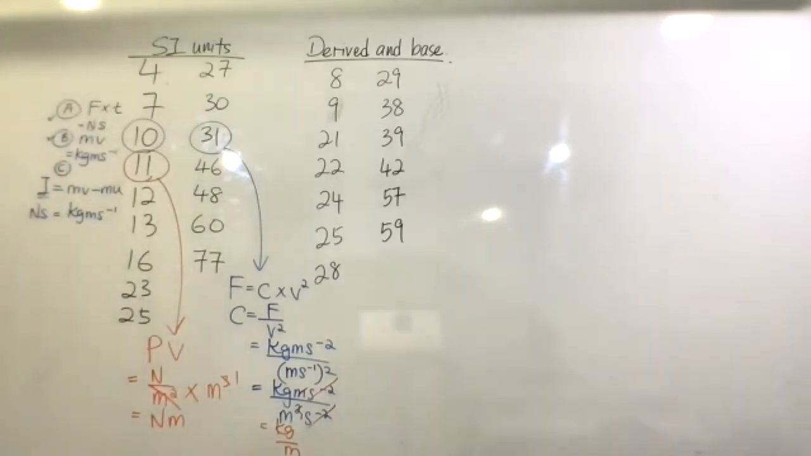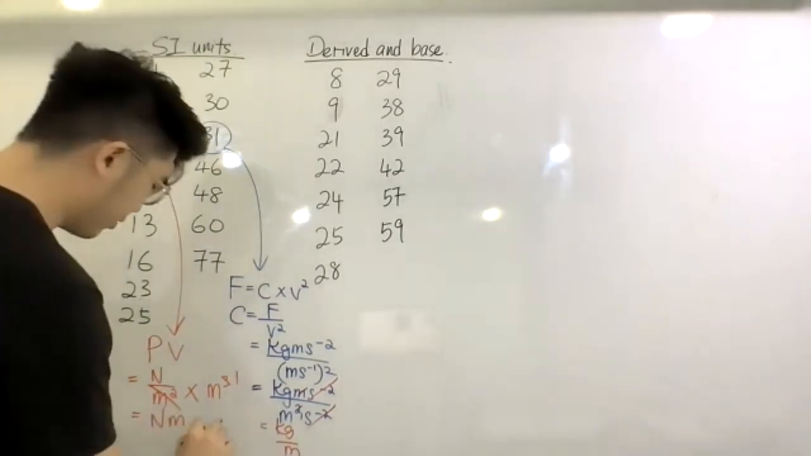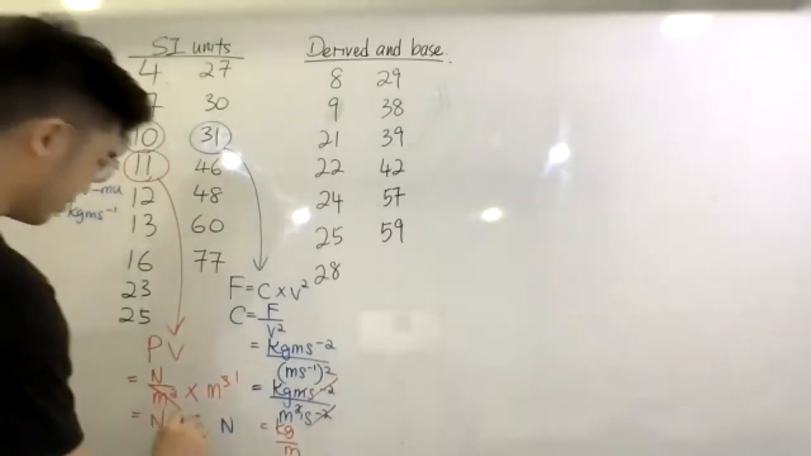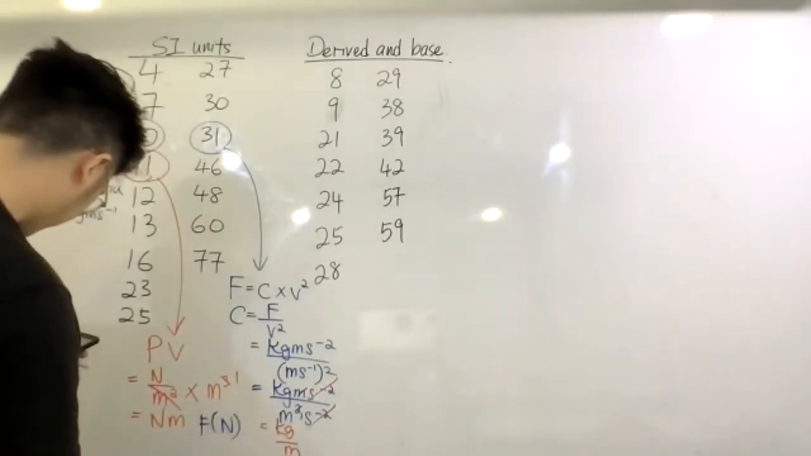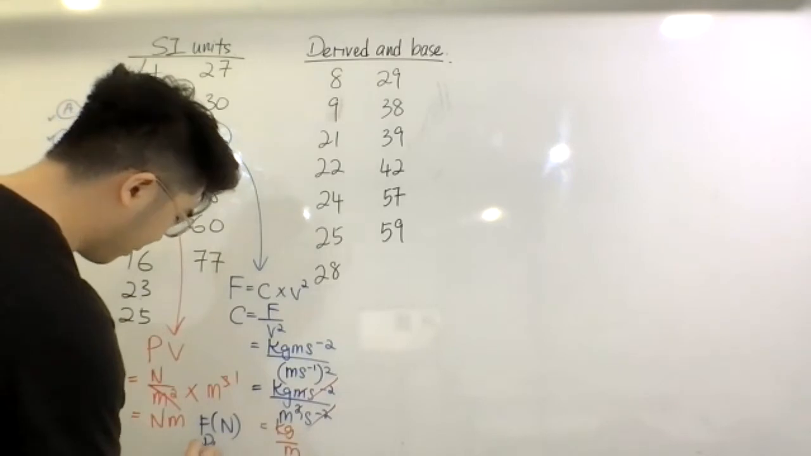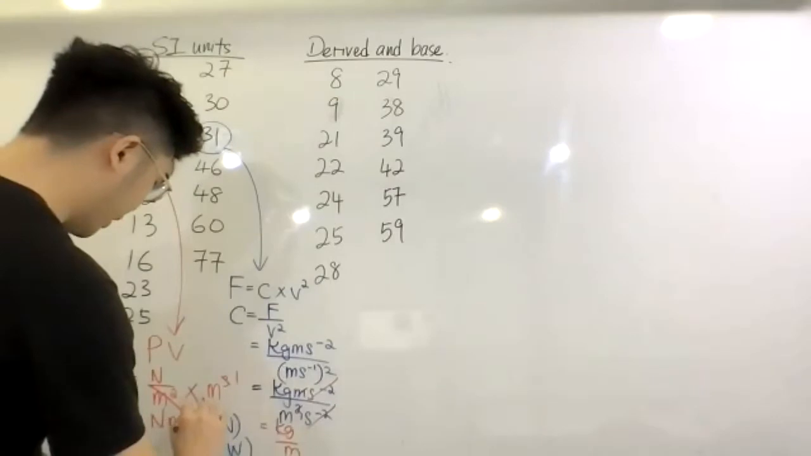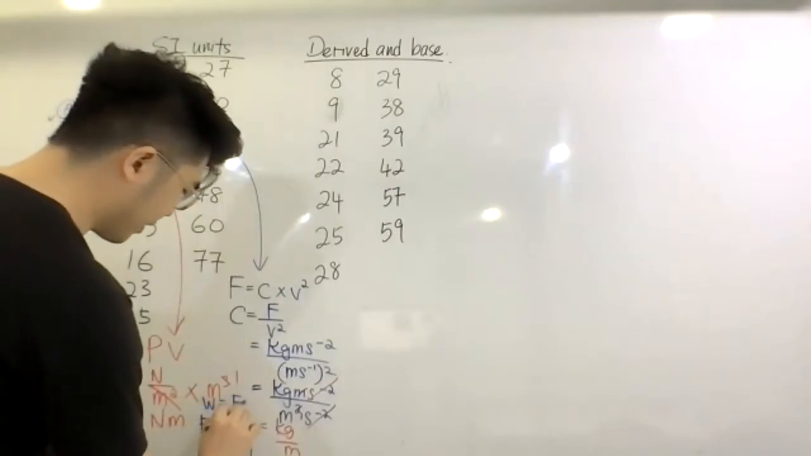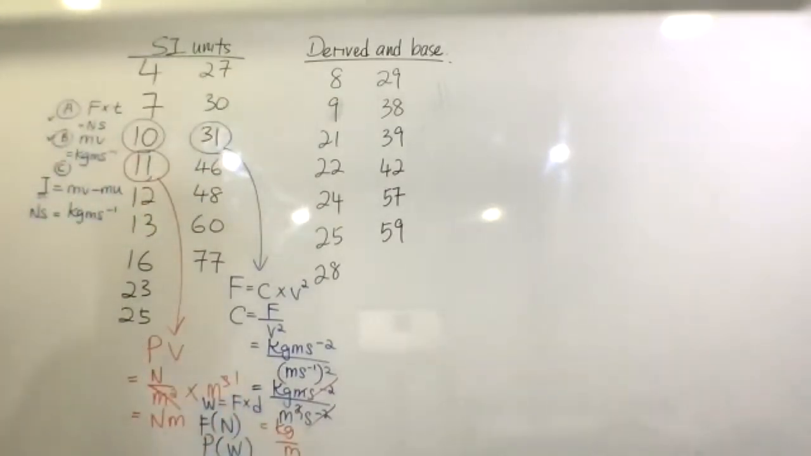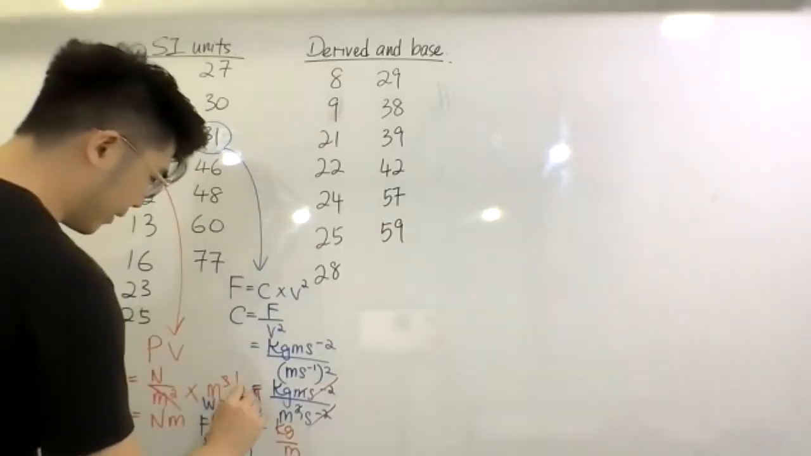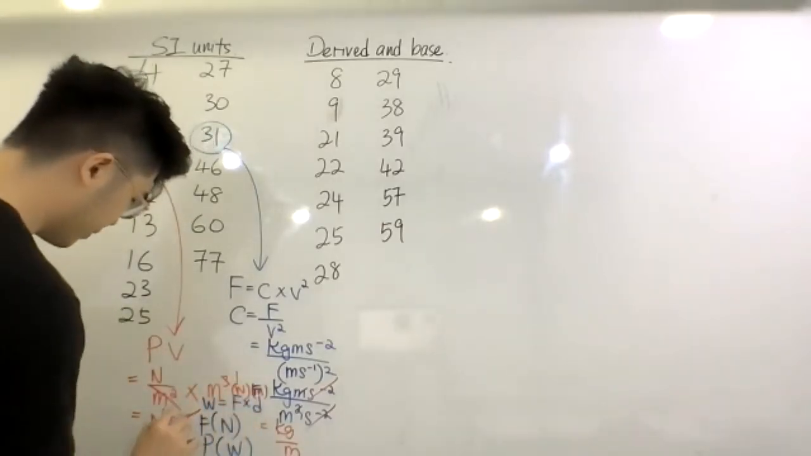Which one is similar to N m? Let's see force. Is force N m? Force is just N, right? That's force. What about power? Power is what? W. And if you look at work, work is force times distance. The formula of work is force times distance. So that is Newton into meter. Same as this one.